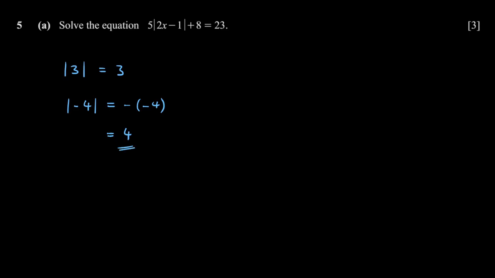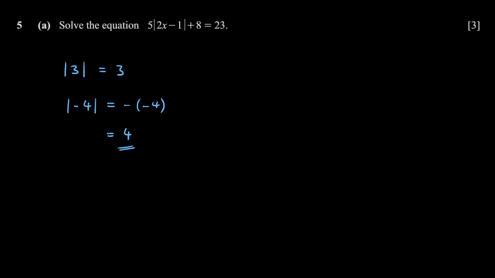So we could say that if the number inside the modulus is positive, there's no change. But if the number inside the modulus is negative, the modulus turns it into a positive. And how does it do that? It multiplies it by negative 1. Okay, so that's kind of a way that we can think about it, and it's a way we're going to use as we do this problem.